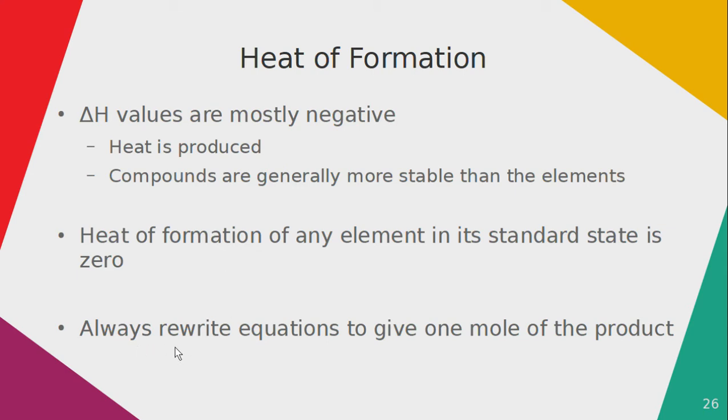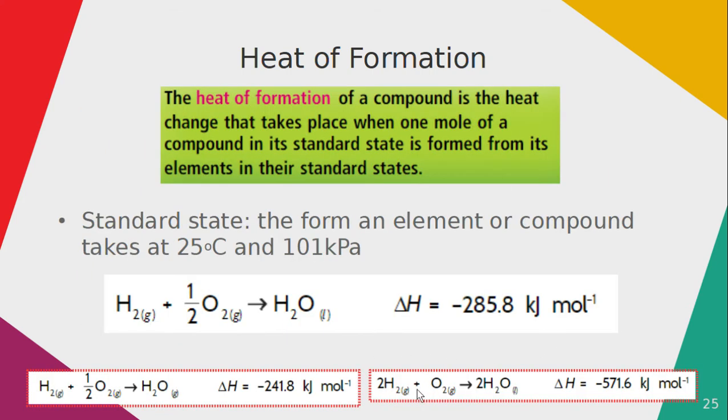And just to point out again in relation to them, you always rewrite the equations so that you only have 1 mole of product. So this equation is perfectly fine here, we can use that, but what we have to do is rewrite it and divide everything by 2 so that we get 1 mole of our product over here. That's the key thing. And obviously if you're dividing by 2 in your equation, that means you're dividing your delta H value by 2 as well. And if you throw into your calculator 571.6 divided by 2, we should hopefully get a value around there.